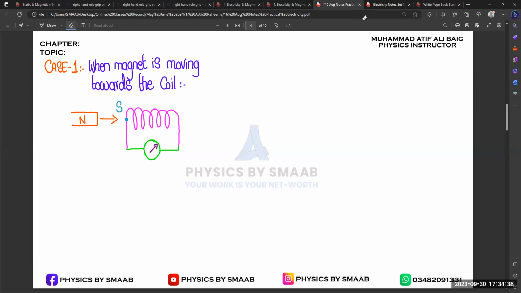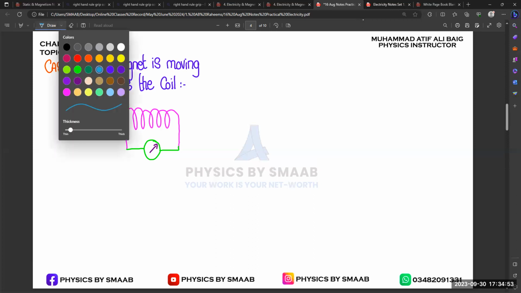Sorry, this will be your north actually, because the north pole is close to this point, so this will become the north pole. And the problem is how to remember this thing. To remember this concept, there is a law which is known as Lenz's law.